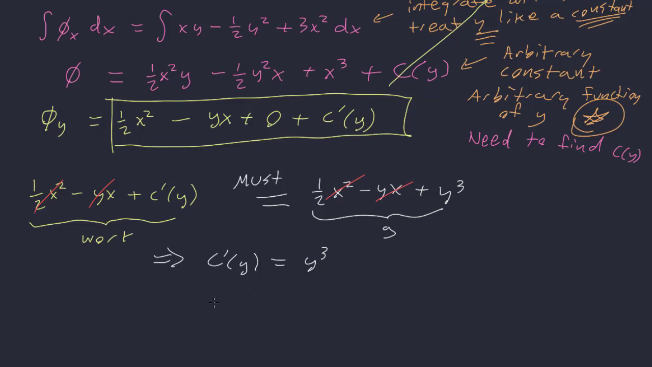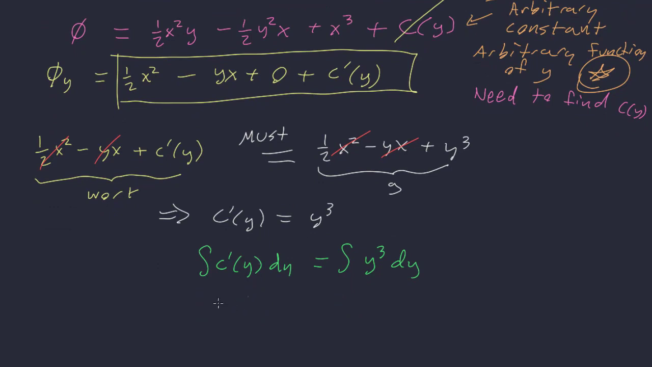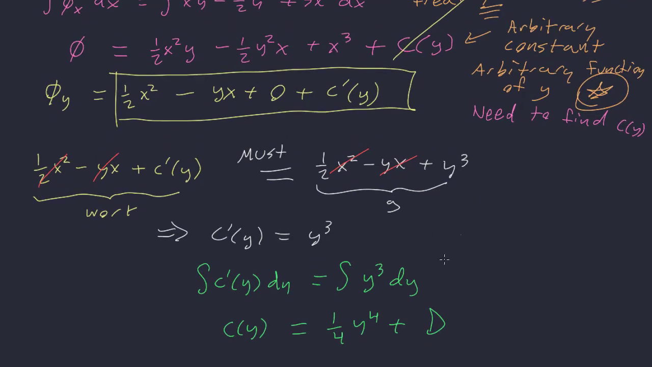And now we can solve for c by integrating, right? Because we will just take the integral of c prime of y dy, which is equal to the integral of y cubed dy. Okay, so we will get c of y is equal to 1/4 y to the 4th, plus now some arbitrary constant d. Okay, so now that we have solved for c of y, we can put it back in.